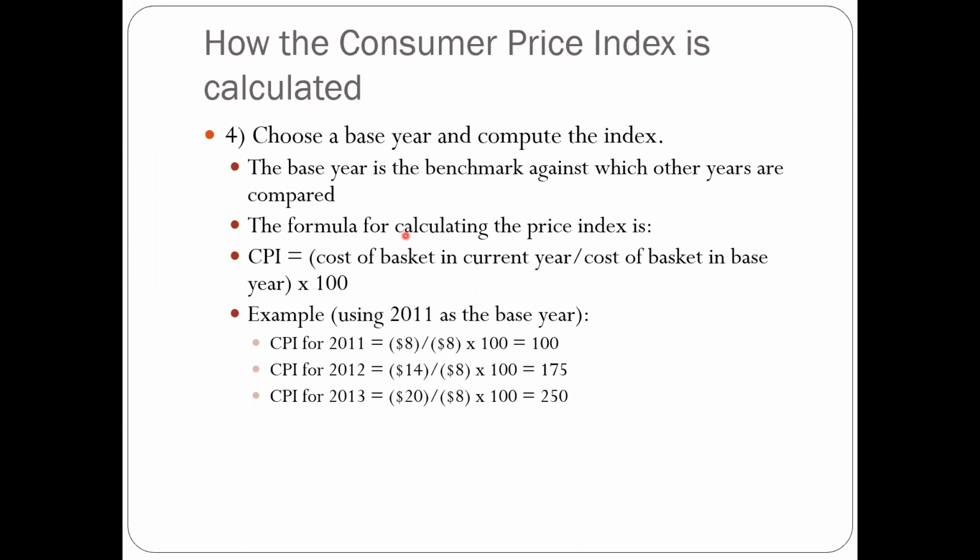The formula for calculating the price index is cost of basket in current year divided by cost of basket in base year multiply 100. So in order to compare one year from other year, we have the cost of the basket in the current year في السنة الحالية مقسومة على تكلفة الباسكت في سنة الأساس multiply 100. Quick example, we have in year 2011, the cost of basket in current year was $8 divided by 8 multiply 100.